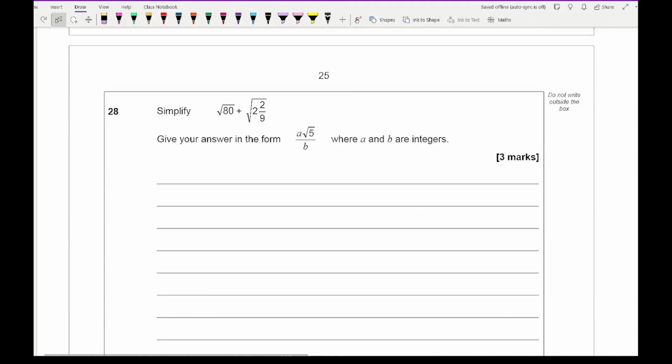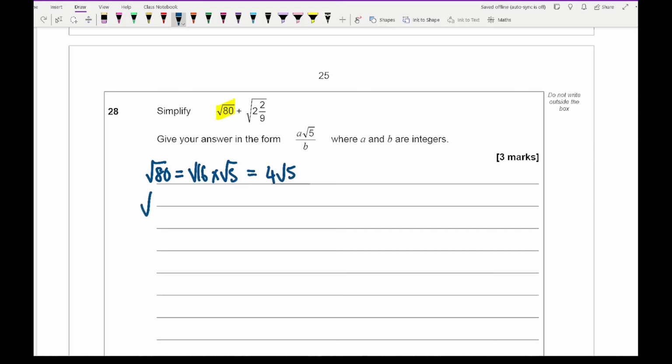Then moving on to question 28, it says to simplify, and then we've just got this surds. So a couple of things we need to do here. There's several ways in which you can do this. It's only worth 3 marks. So knowing me, I'm probably going to go the long-winded way of doing this. So I get root 80, and that's the same as root 16 times root 5, which is 4 root 5.